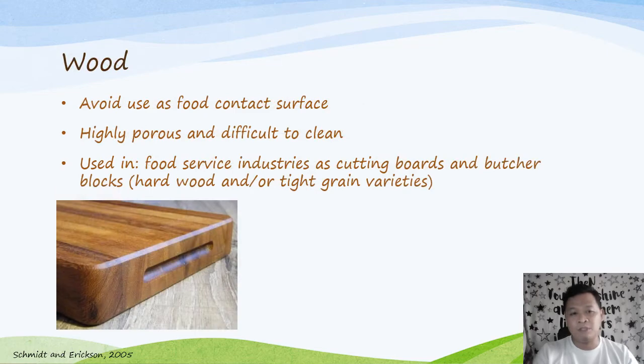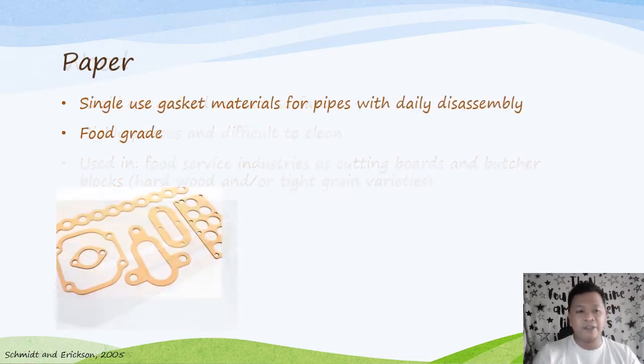As much as possible in modern times, you want to avoid the use of wood as a food contact surface because of its high porosity and difficulty to clean. However, in food service, sometimes it's still used as cutting boards and butcher blocks, in which case we use hardwood and those with tight grain varieties. Rather than as packaging material, paper is usually used as single-use gaskets for equipment with daily disassembly, such as this one figured in here.